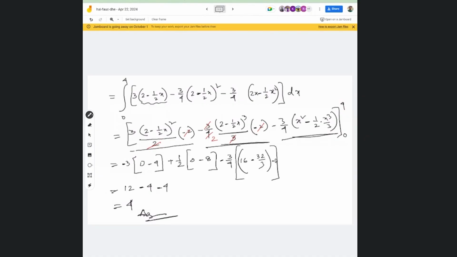Yes, sir. Is that okay everyone? The result comes up with 4 here. Check this calculation by yourself one more time. This is probably a lengthy solution, but it's not difficult to get it.